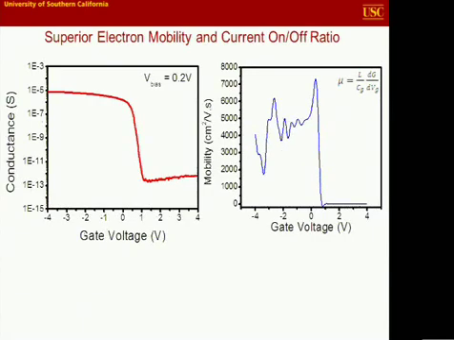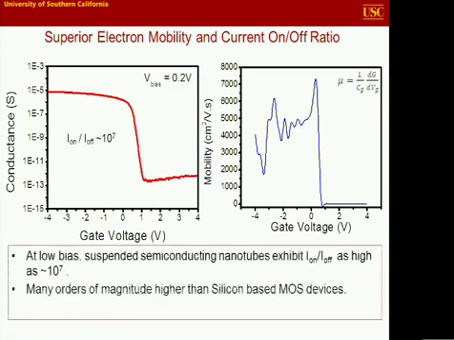One other aspect also is the superior electron mobility and high current on-off ratio. I'm showing here for semiconducting devices the measured conductance as a function of the gate voltage. You can see the on-off ratio for this device is about 10 to the power 7.